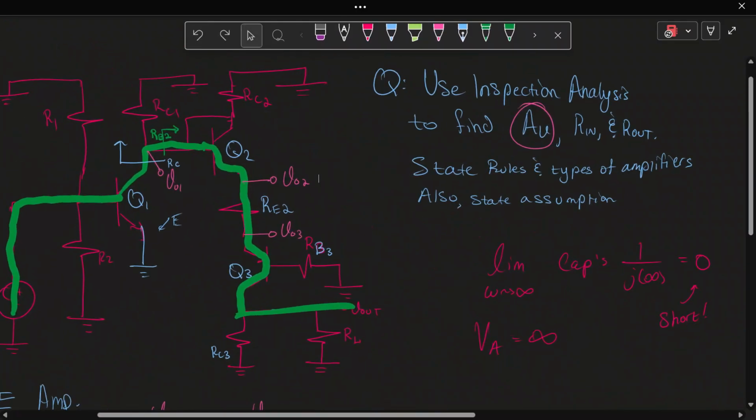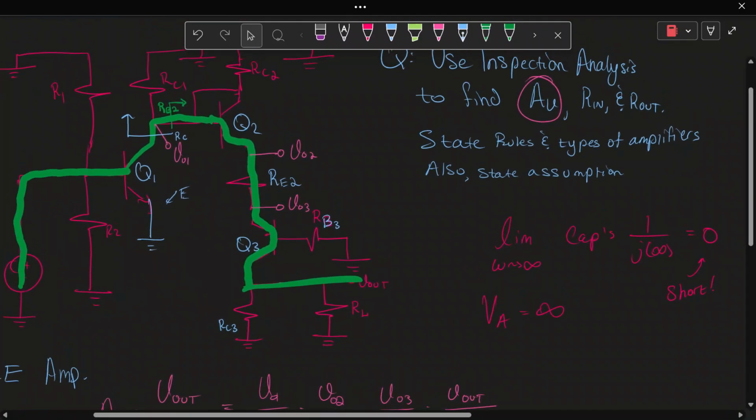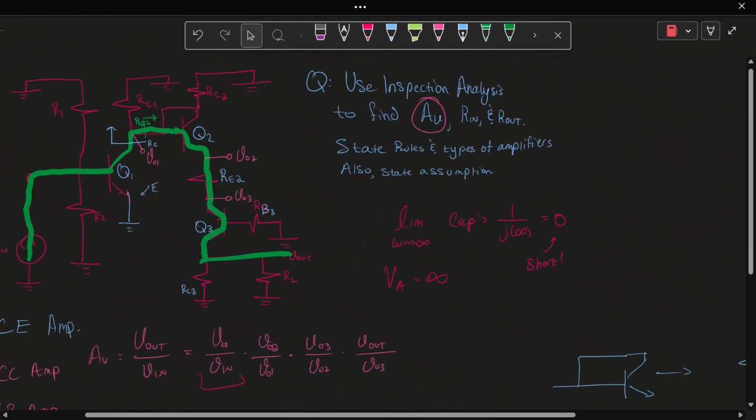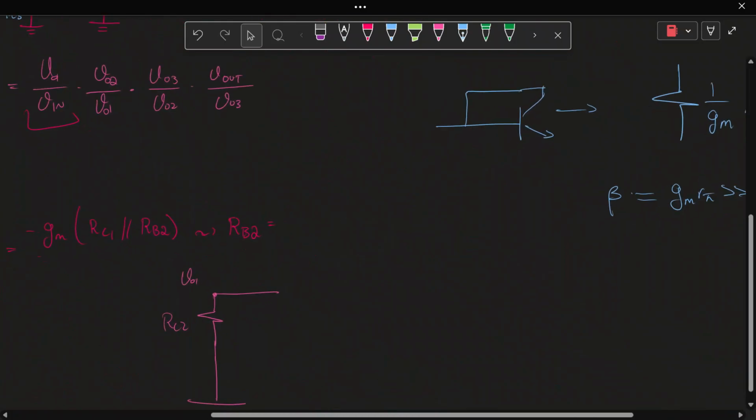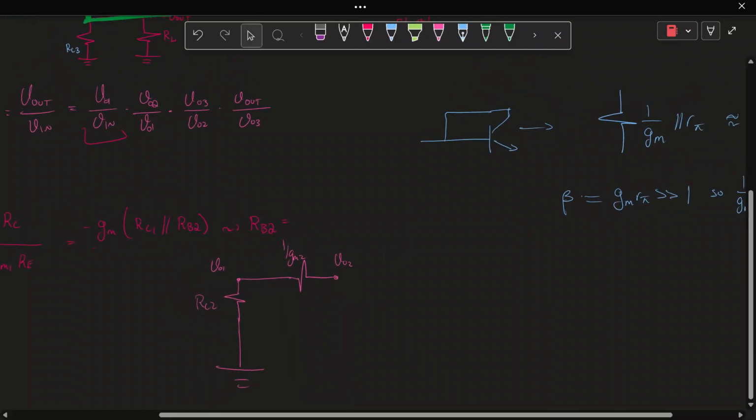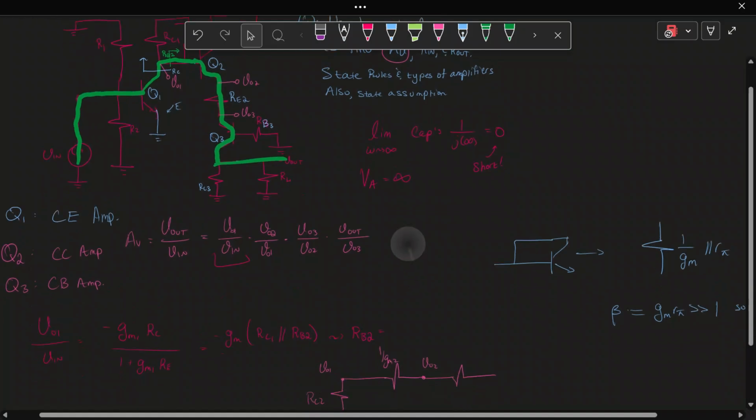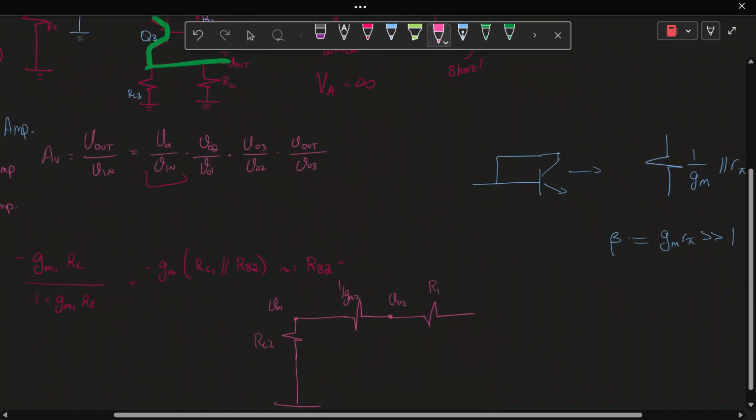And it's connected to what? VO1. So this is VO1. And this 1 over GM1 will be connected from VO1 to VO2. So it's actually going to look like this. VO1, VO2, and this is 1 over GM2. And then what's going to come after is the next thing, which is RE2. The next resistance, RE2, which then has VO3.